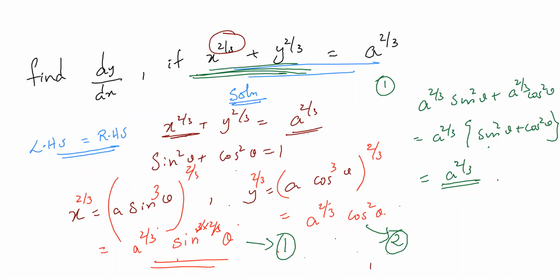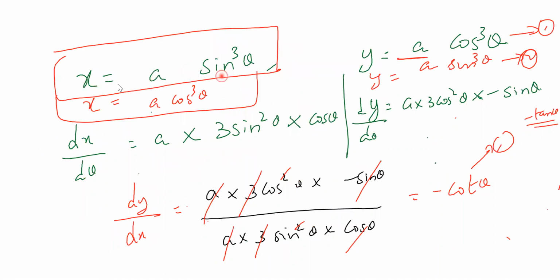This is the most important problem for me in this chapter. It may not be asked in the examination. The question is: find dy by dx if x power 2 by 3 plus y power 2 by 3 is equal to a power 2 by 3. Correct? As a teacher, what I can tell you is just substitute x is equal to a sin cube theta, y is equal to a cos cube theta. This is how I have been taught. Substitute this, that's all. Then you differentiate. Then it's very easy, right? dx by d theta, dy by d theta. Very easy. Don't need to think anything.